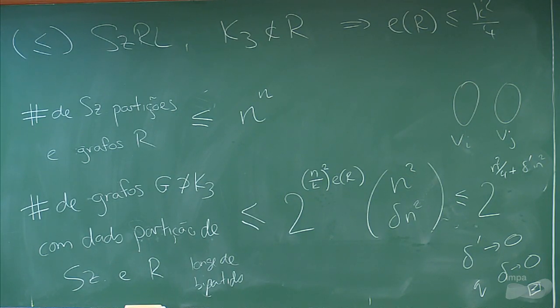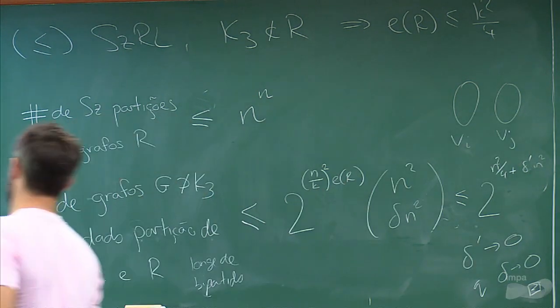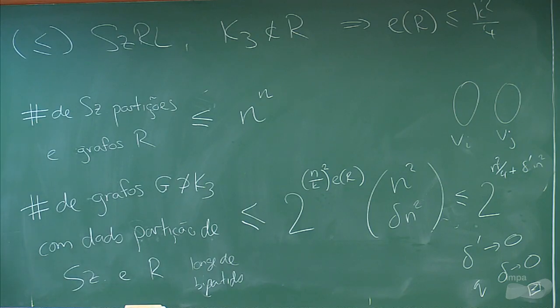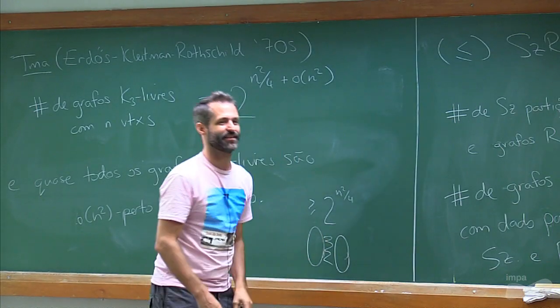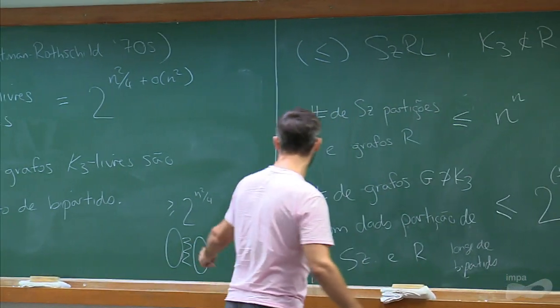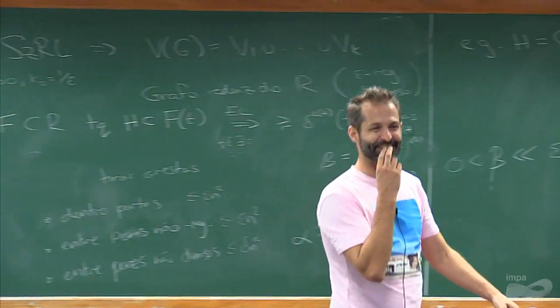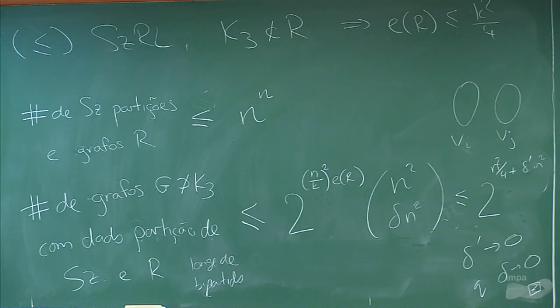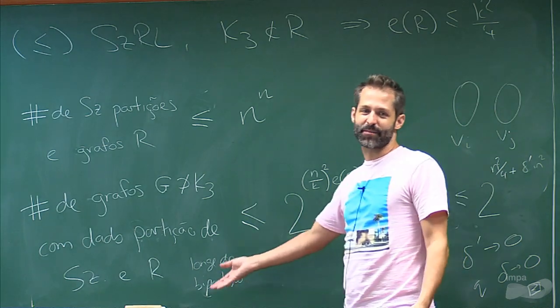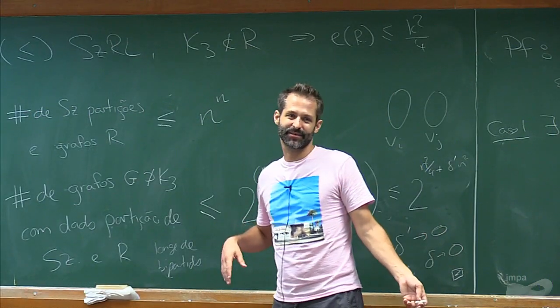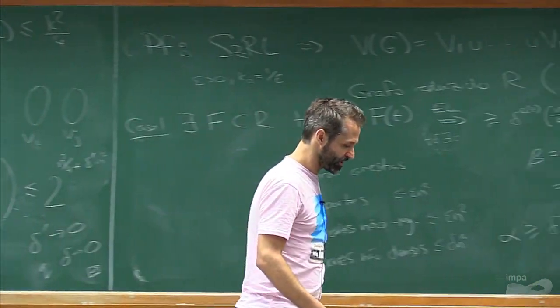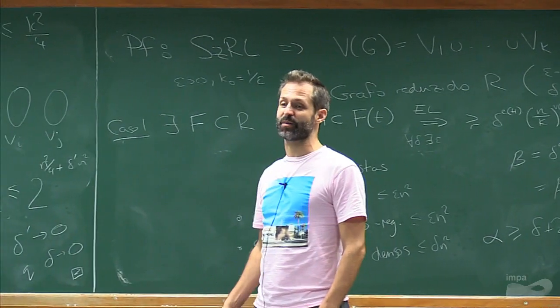Sorry, go on. Can you repeat that bound? n squared over 4, it's just bipartite. Subgraphs of that graph, and they're all close to bipartite because they're bipartite. Right, so what do we do? There are 2 cases: either R is close to bipartite or it's far from bipartite. So suppose first that R is far from bipartite.